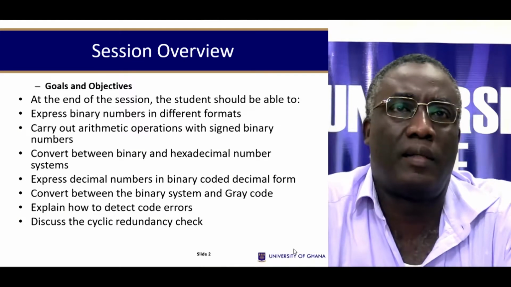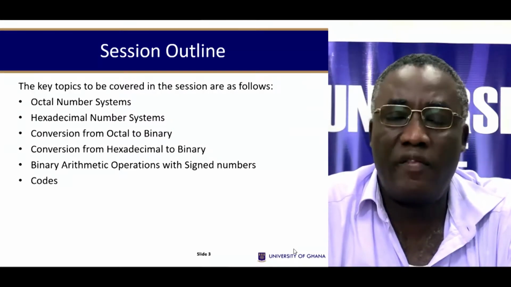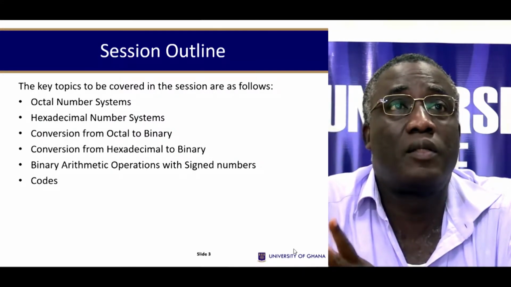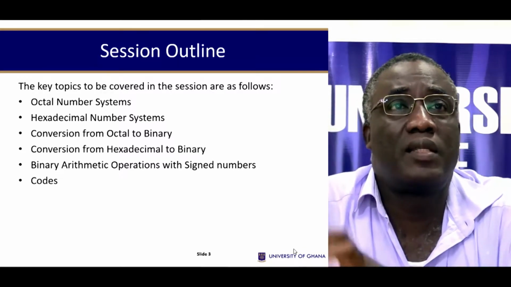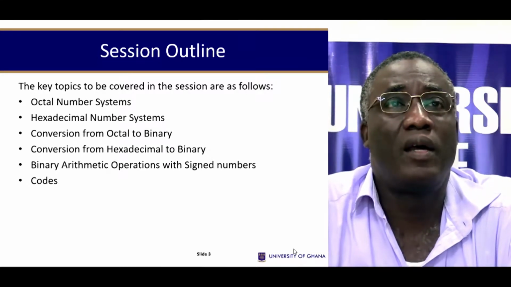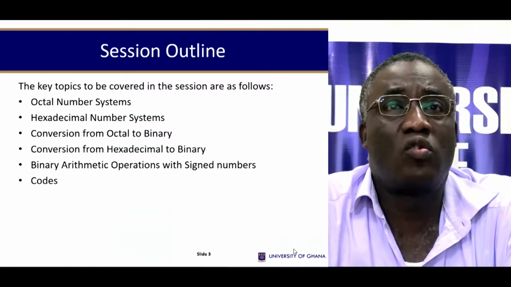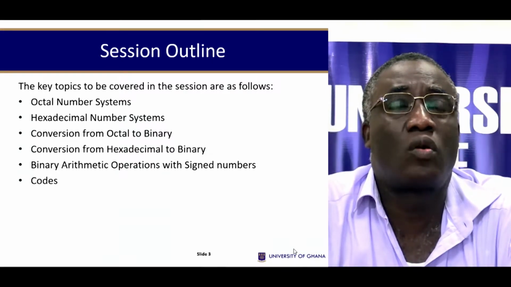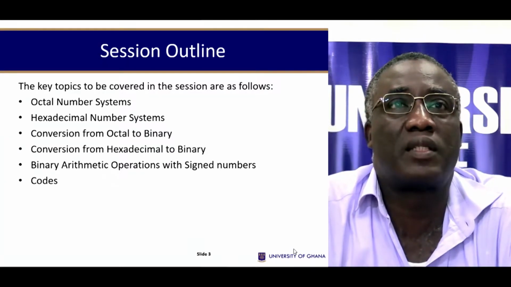These are things you should learn or be able to do. It's not everything that I'll cover in detail. So what are the key topics? There's the octal number system, the hexadecimal number system, the conversion from octal to binary, and conversion from hexadecimal to binary, and then binary arithmetic operations with signed numbers, and then the codes. Those are the key things that you need to learn and know in this session.